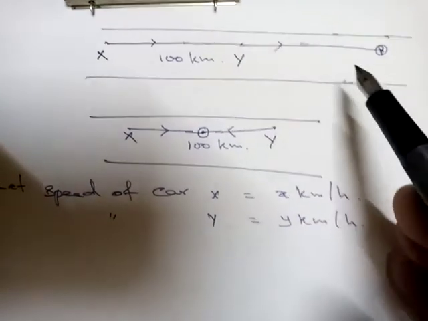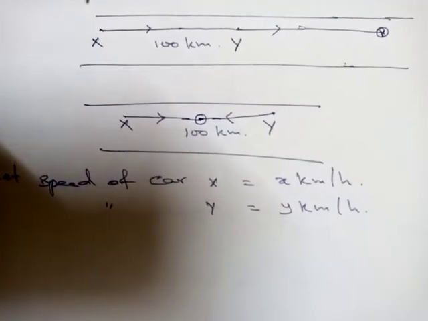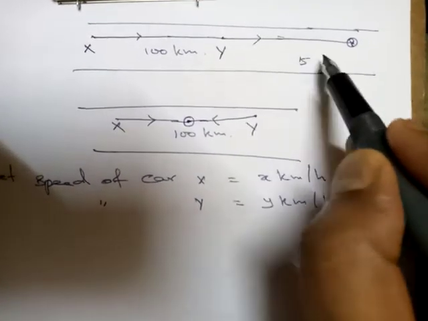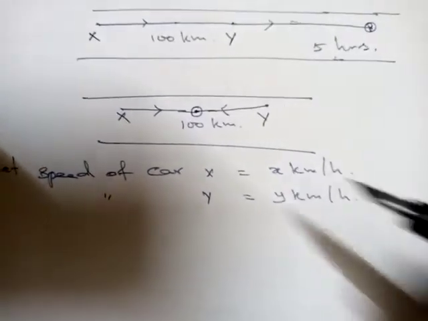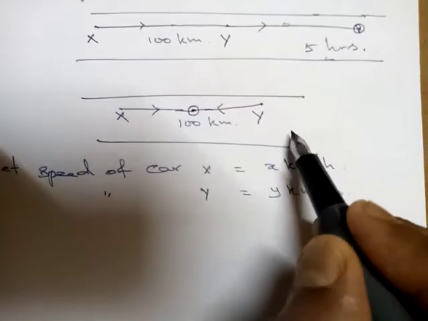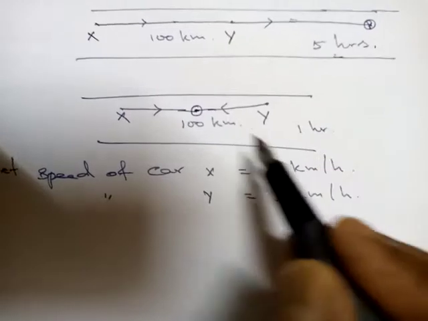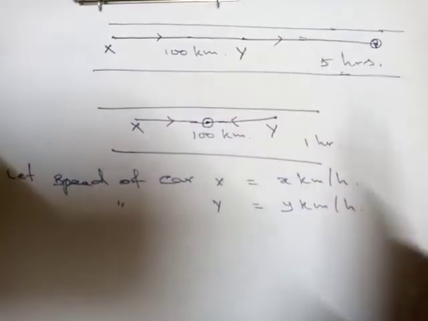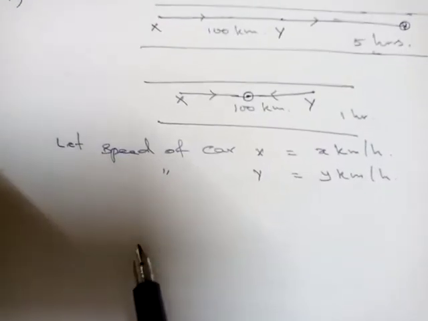Okay, the total time taken for both of them to meet, if they are going in the same direction, they have given 5 hours. This takes 5 hours. In the opposite direction it takes only 1 hour. Okay, within 1 hour they are meeting. Here in the same direction it takes 5 hours. Okay, from this situation we have to form the linear equation. How can you form the linear equation?